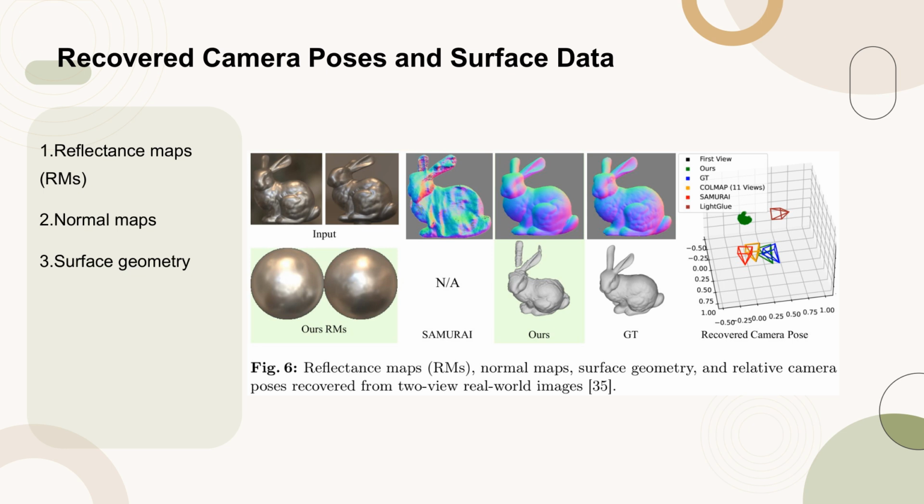The reflectance maps provide information about how light interacts with the surface, while the normal maps detail the surface orientation. The surface geometry gives a comprehensive view of the object's shape, and the relative camera poses help in understanding the spatial relationship between the two views. Together, these elements form a robust framework for camera pose estimation and object reconstruction from real-world images.